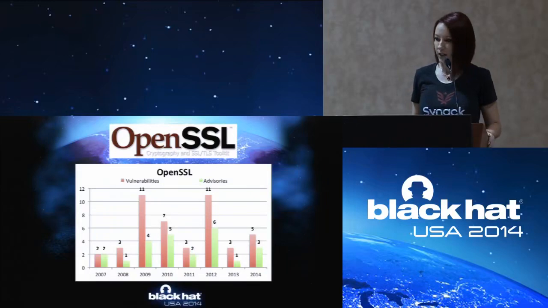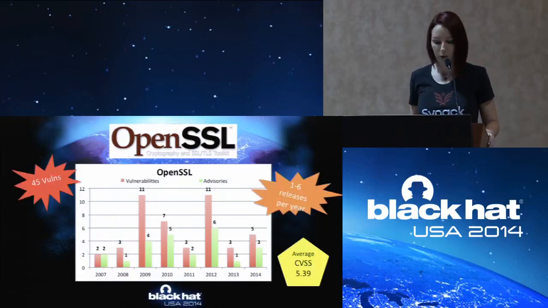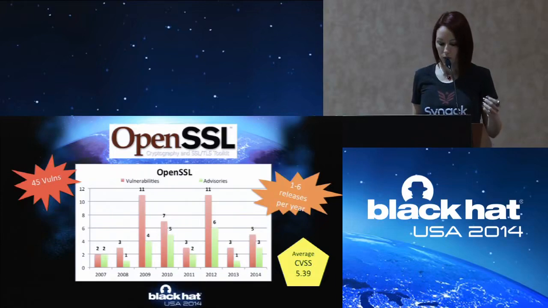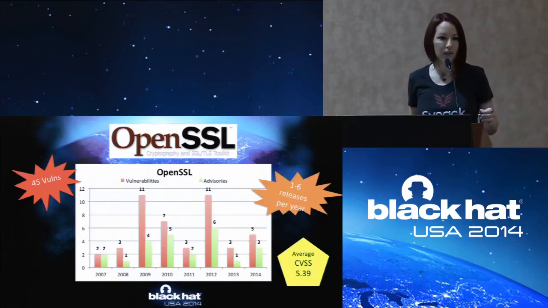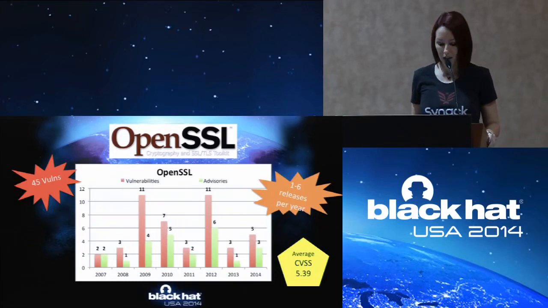They've got 24 releases, 45 vulnerabilities, and an average CVSS score of 5.39 over the last 7 years. So 87% of those vulnerabilities are remotely exploitable. And 40% of them have to do with input manipulation. So someone's manipulating the input remotely and resulting in exploitation of a vulnerability.